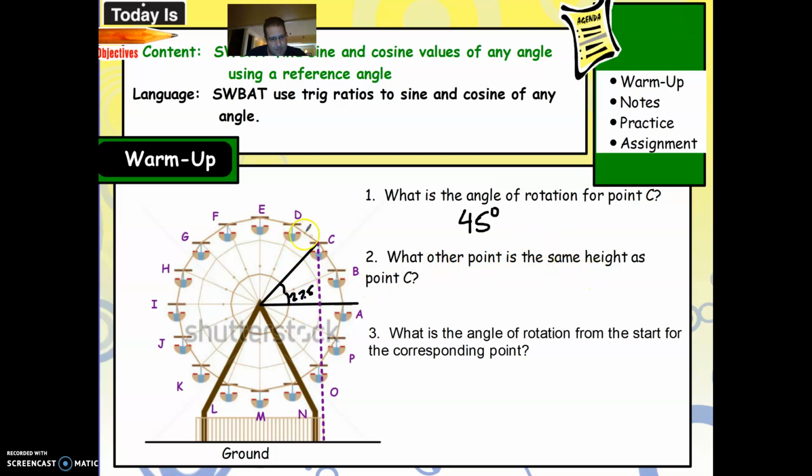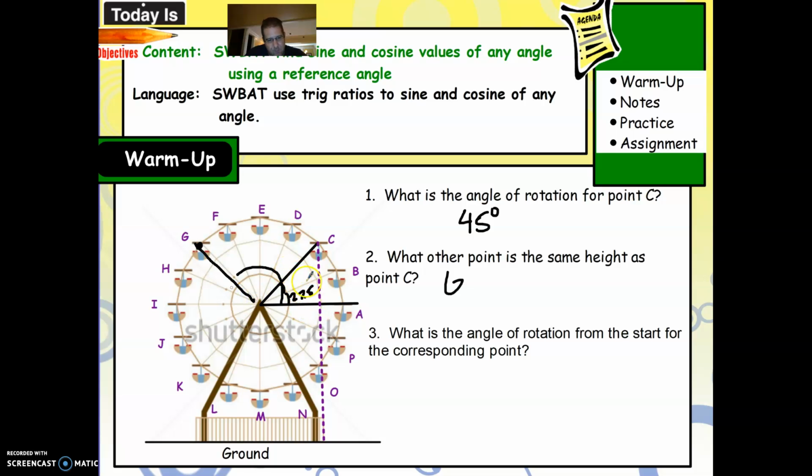What other point is the same height as point C? That's pretty easy. That's G, because B is the same as H, and then G is the same as C. And then F is the same as D, and E is in the middle. What is the angle of rotation from the start? That is the corresponding point. So if it's the corresponding point to C, oh, I wrote C, of course I did. C is the same as G. So what is the angle measure of G is what we want to know next.